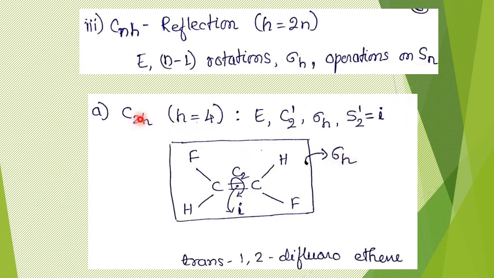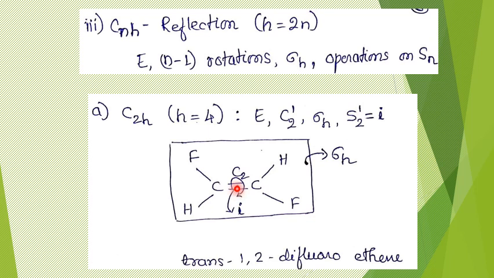Okay, first let me consider the point group C2H. C2H means we have an axis of twofold. Consider this molecule. This is trans-1,2-difluoroethene. Now in this case, see this axis. The axis has been shown like this, which means it is coming towards the observer and moving away from the observer. In other words, that axis is perpendicular to this plane. On that axis, if we rotate the molecule, this fluorine comes here, this hydrogen goes here. So therefore it's a C2 axis.